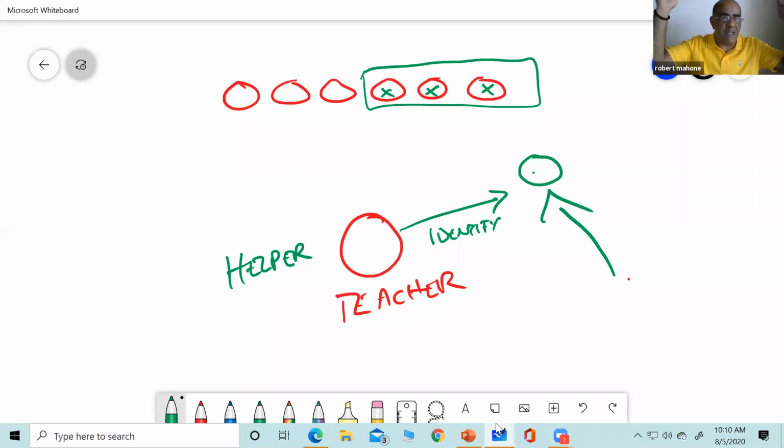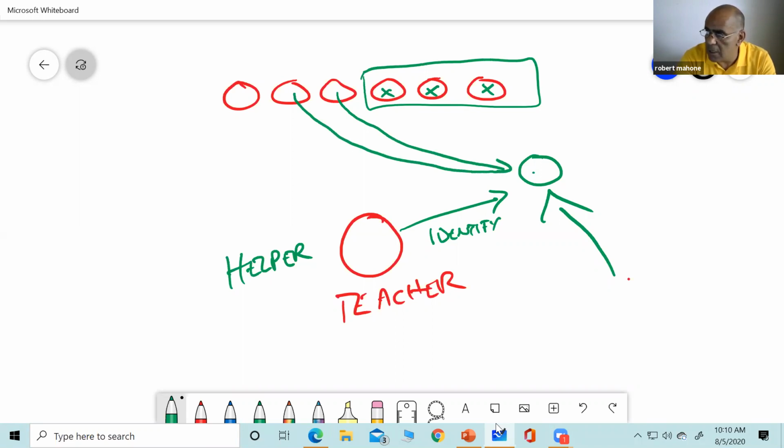Boom, we activate the immune system. So the helper T cell is in charge. It activates the immune response. Once the teacher identifies this thing as being here, hey, you shouldn't be here, I'm going to send over macrophages and natural killers, and they will destroy the virus.